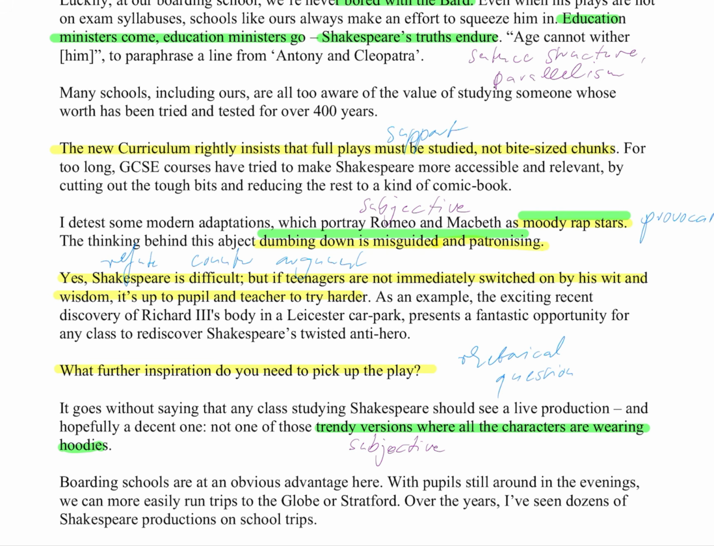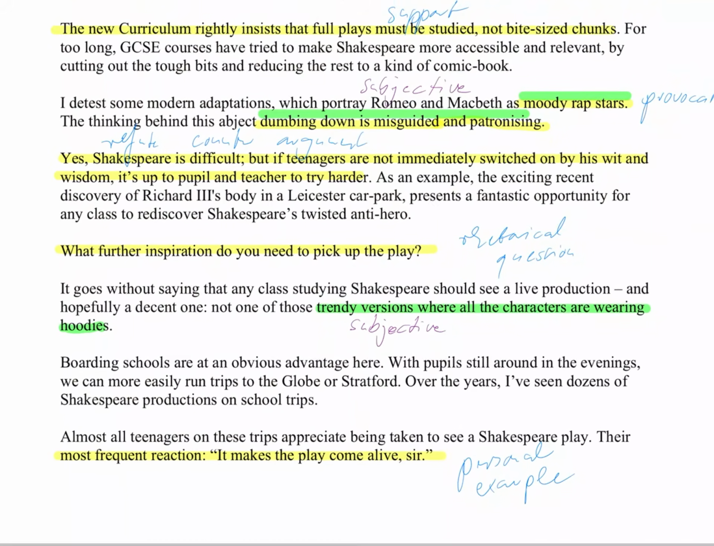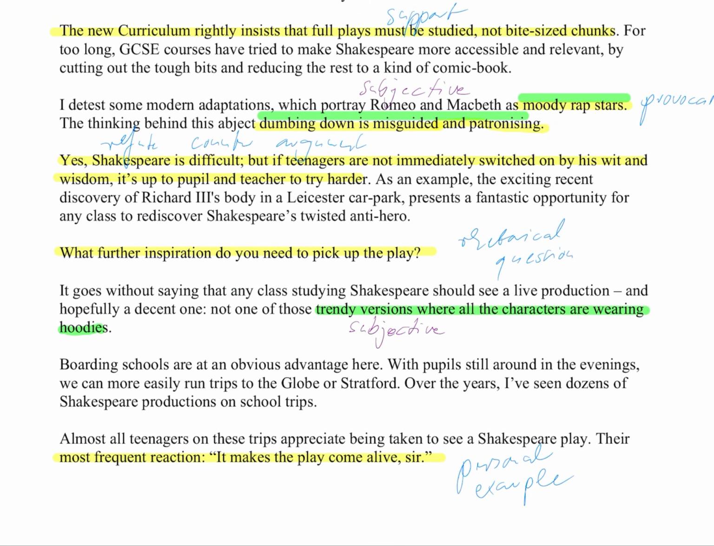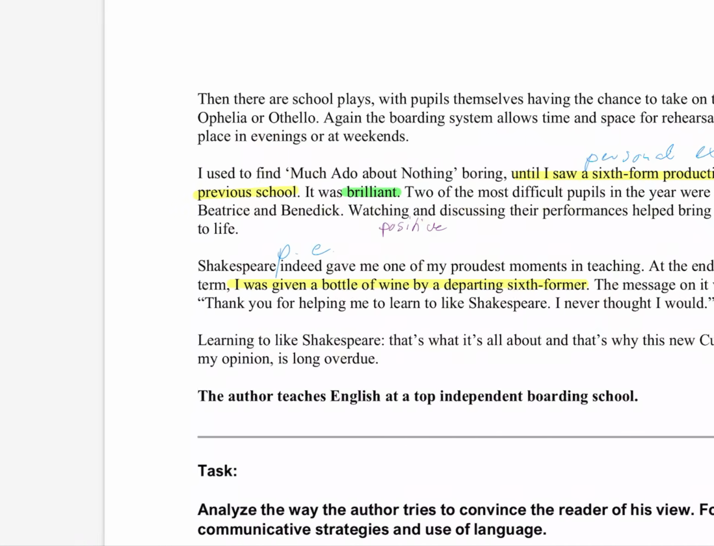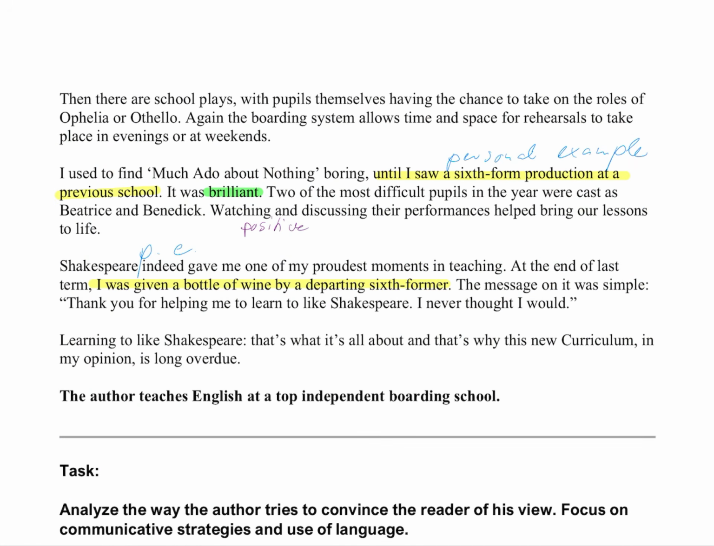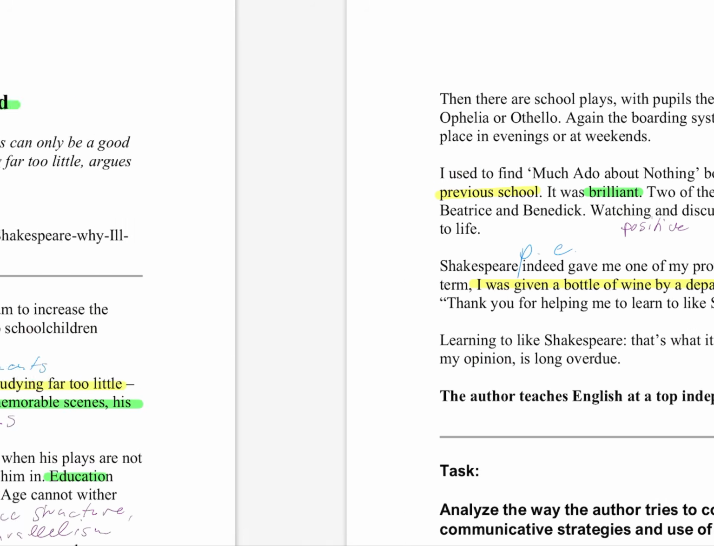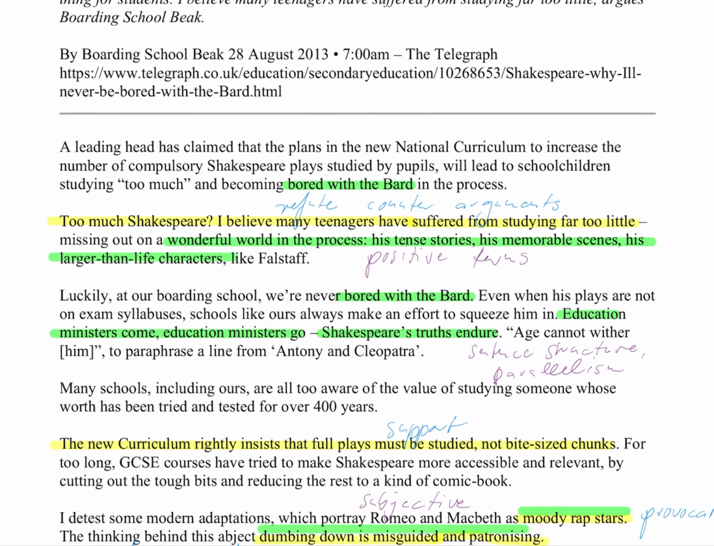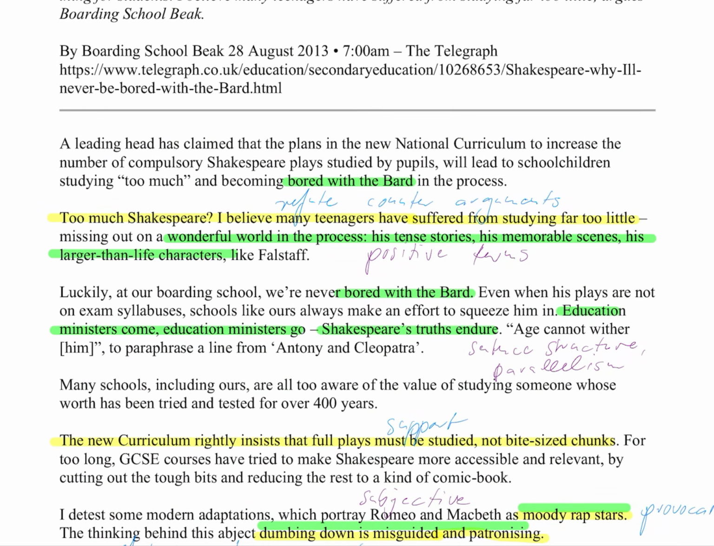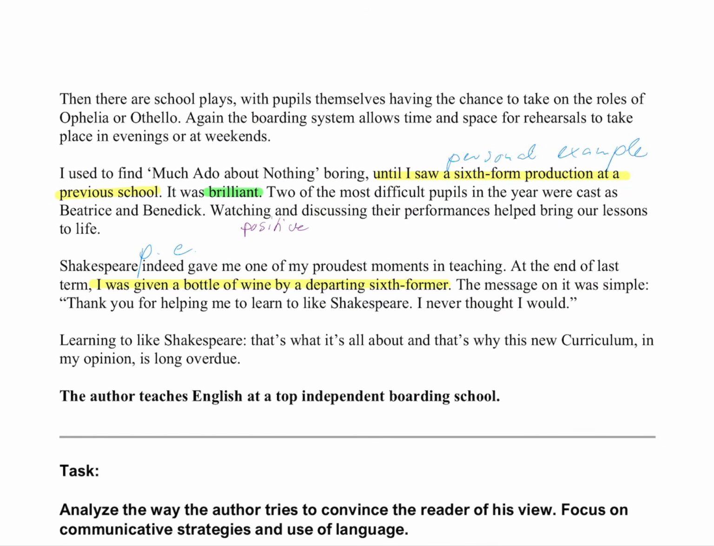We have the same idea again further down here, where the author says trendy versions where all the characters are wearing hoodies is subjective, and even making fun of it a little bit. On the next page, we have the term brilliant. Again, this ties into the first description of Shakespeare as positive, wonderful world, 10 stories, memorable scenes. And here this goes along with a positive description, that this production of the play was brilliant down here.